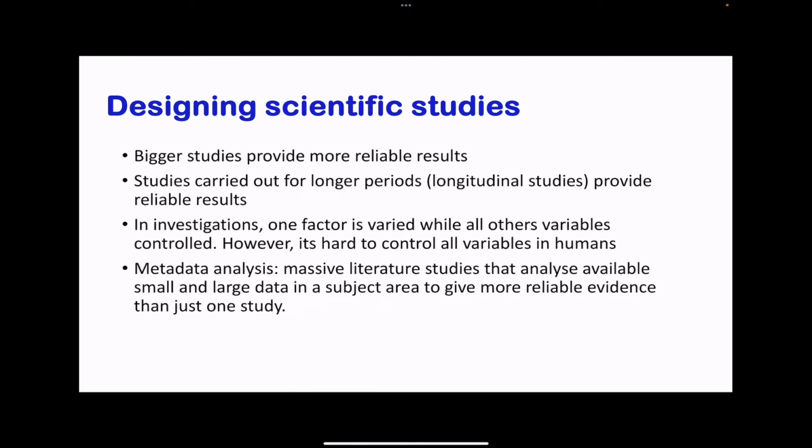Of course, in all scientific studies, one factor is going to be varied while others will remain controlled. However, when we carry out studies on humans, there are so many variables that are so hard to control. So sometimes results could be a little different due to the uncontrollable variables. In meta-analysis, massive literature studies are analyzed. Sometimes they're small or large data in the subject area to give more reliable evidence on that specific topic or one study that is being carried out.